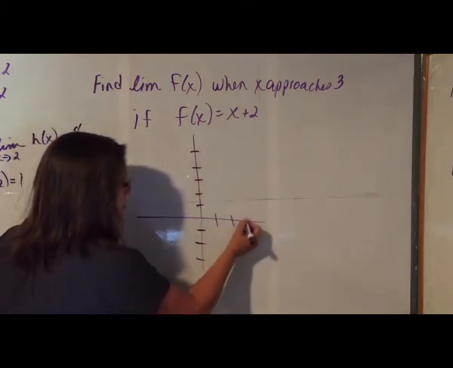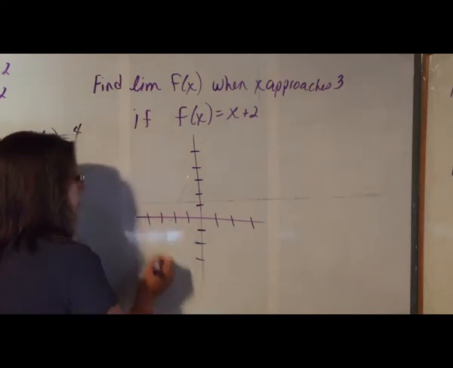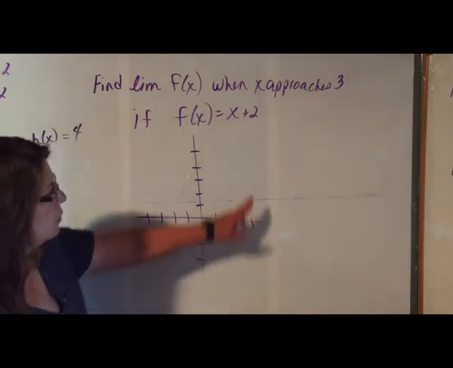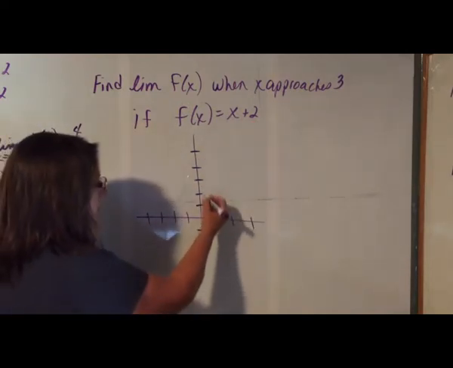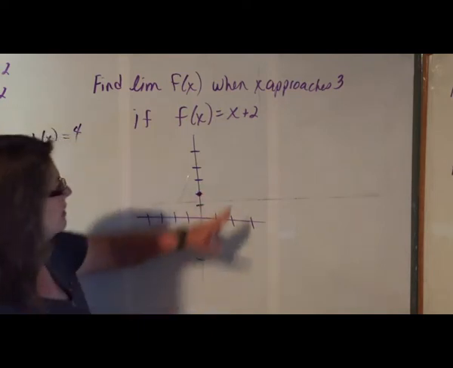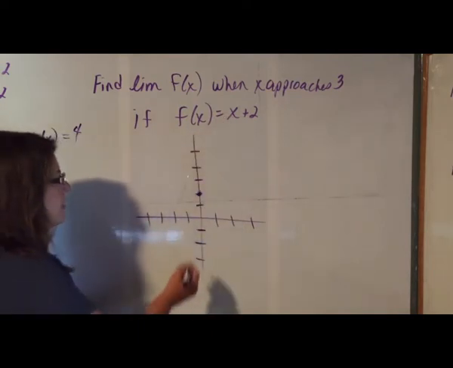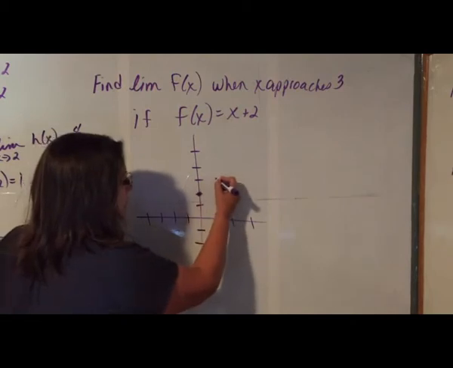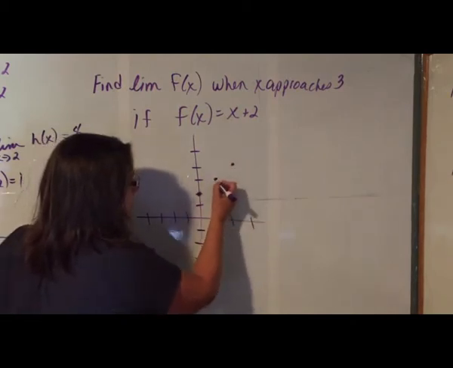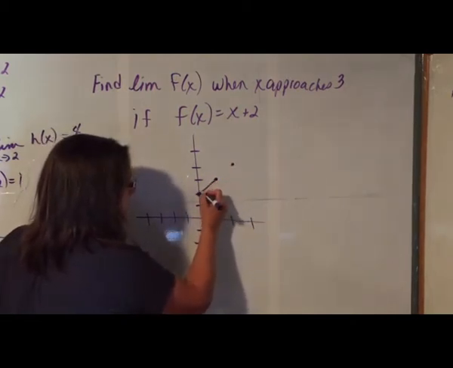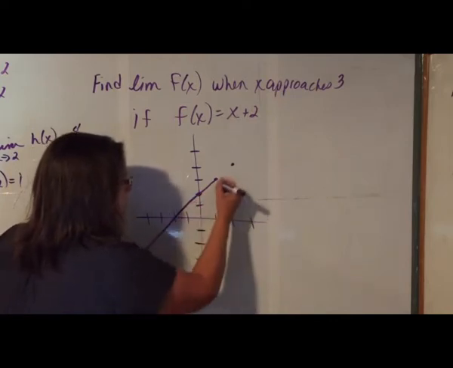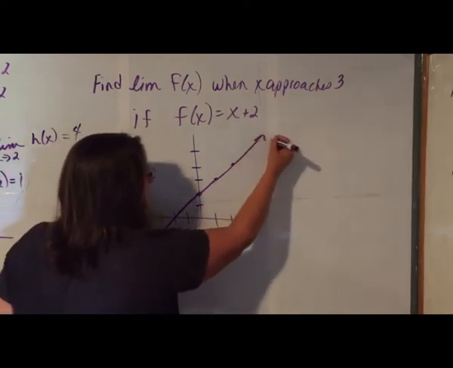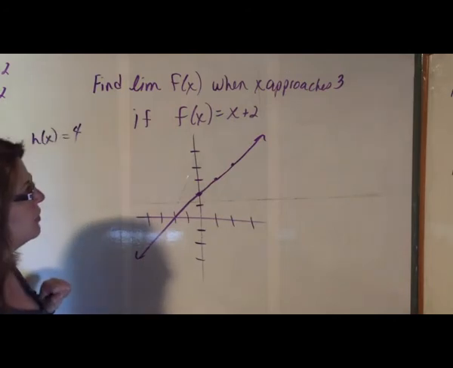We learned in Algebra 1 that to graph a simple slope-intercept form function, the b value is 2, so that's where it crosses the y-axis. The slope here is 1, so from that point we can go up 1, right 1, up 1, right 1. We can continue that pattern, and here is our function. So that's f of x equals x plus 2.